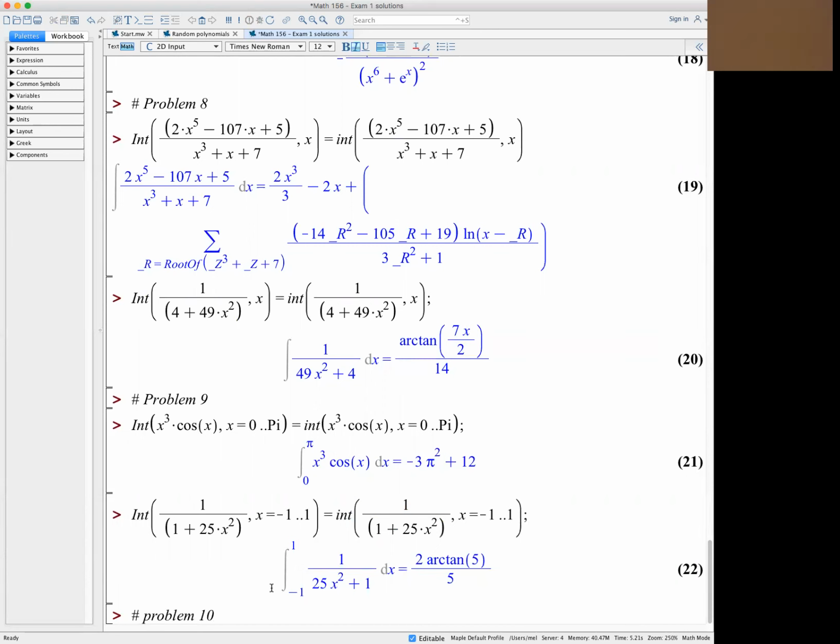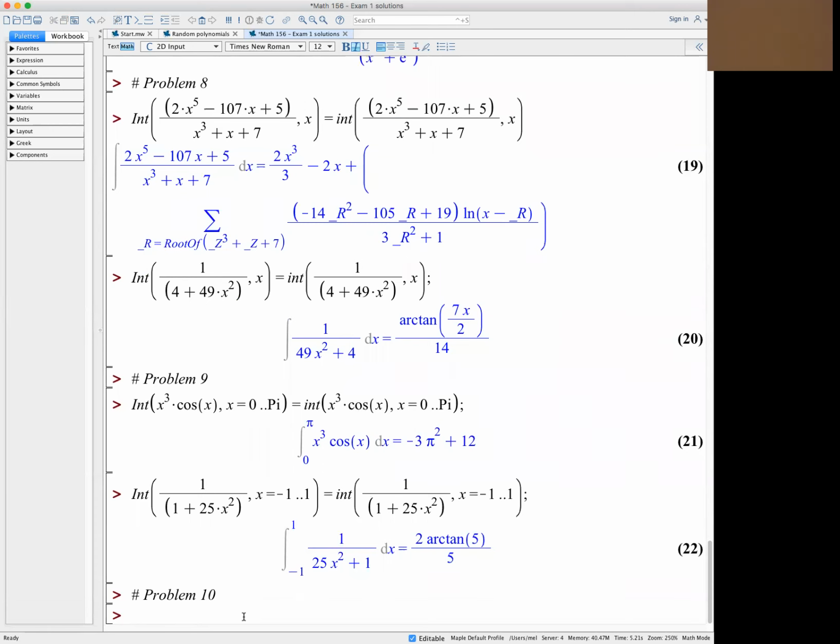Problem 10 is to write a little Maple program to find some prime numbers. Find the primes between 4,000 and 4,300. So we can say for n from 4,000 to 4,300 do.